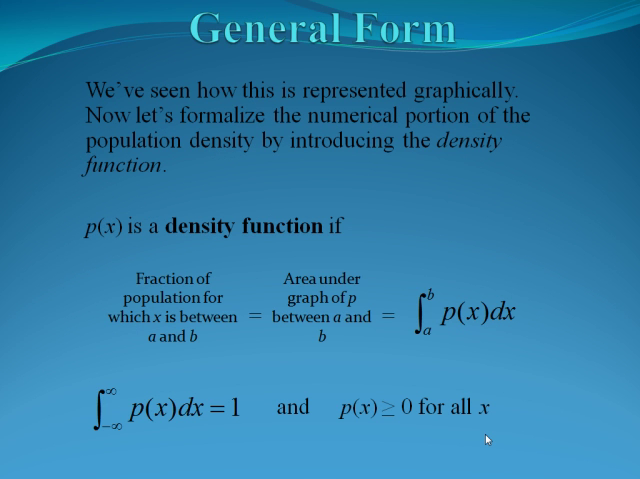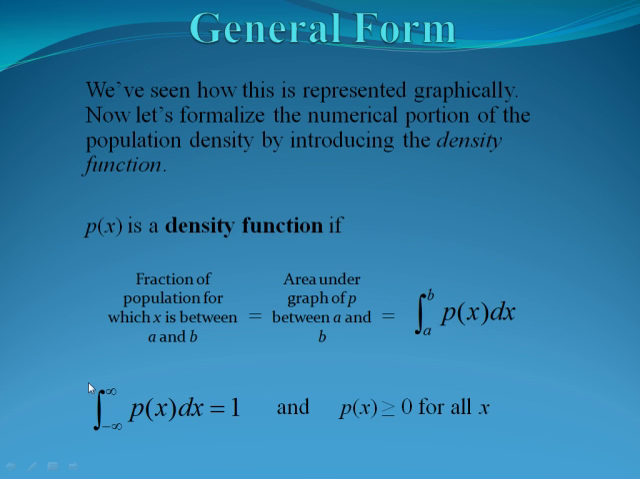So now that we've seen this represented graphically, which is how we'll usually do this, let's formalize the numerical portion of the population density by introducing the density function. So little p of x is a density function if the fraction of the population for which x is between a and b is equal to the area under the graph between a and b. That's the first part of a PDF.